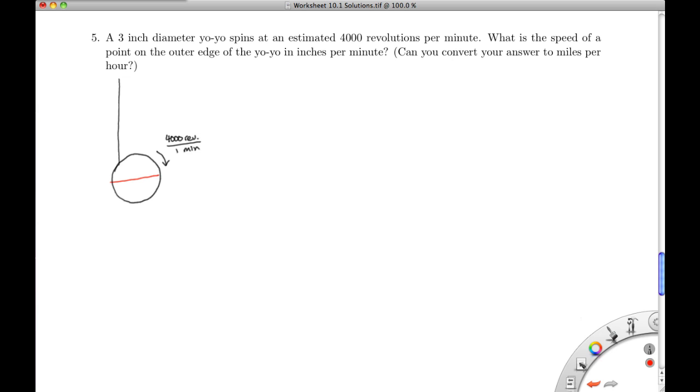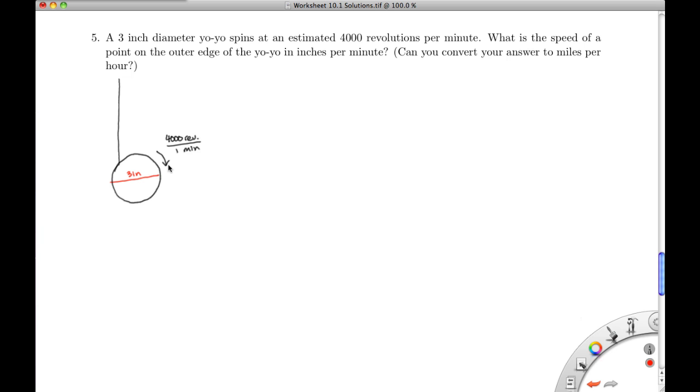So real quick, let's imagine this. So yo-yo, we know we've got a string coming down on it, and then it's a circular object that's going to be spinning around. It doesn't matter which direction it's spinning, but we know that it's spinning at a speed of 4,000 revolutions every 1 minute. And we also know that if we were to look at the diameter of this, the distance from edge to edge through the center, it's a diameter of 3 inches.